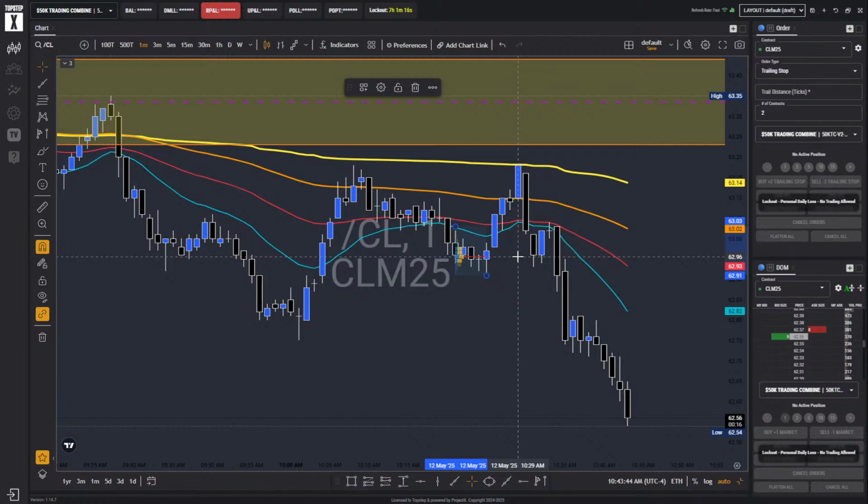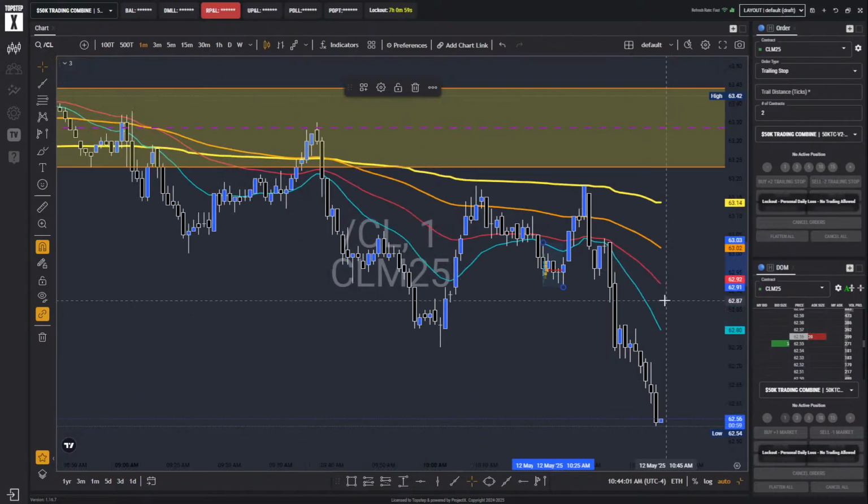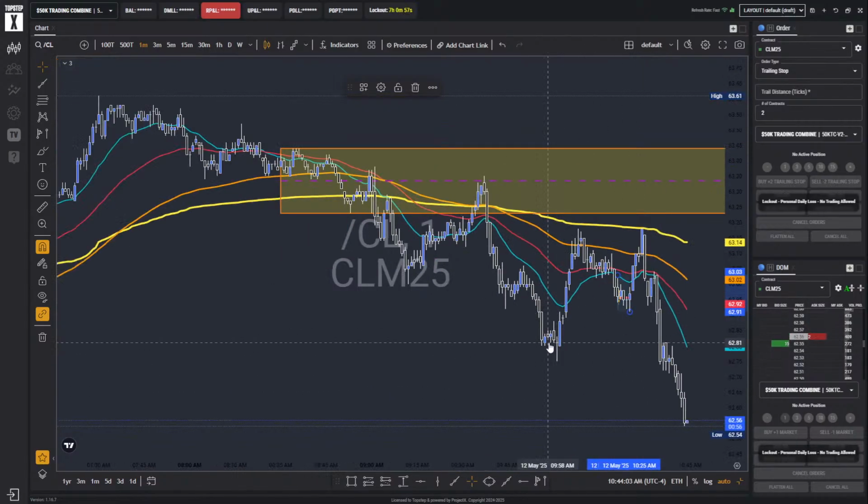This level right here, 62.96. The market does come back for it twice, ejecting its way back down. Fairly nice day in the markets.